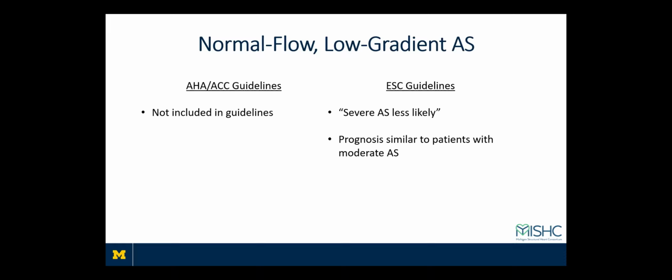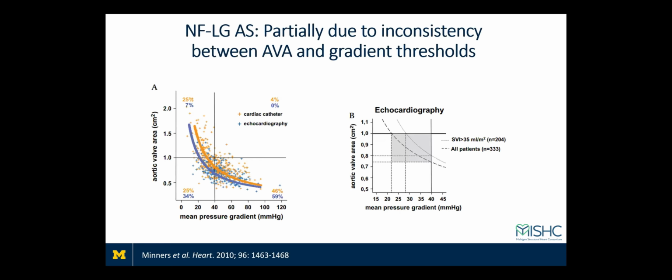So briefly, what is the recommended approach to normal flow, low gradient aortic stenosis? And this is where it gets tricky because, first of all, the 2020 guidelines from the US don't actually include it at all. They don't provide any information about this phenotype of aortic stenosis. The recent 2025 European guidelines do specifically say that severe AS is less likely for these patients and cite the fact that prognosis is similar to patients with moderate aortic stenosis as the reason for that recommendation.